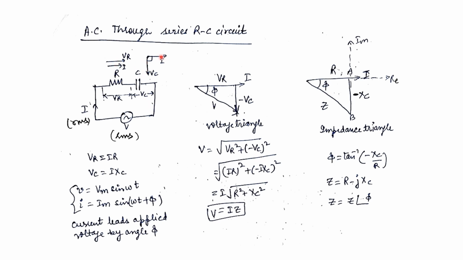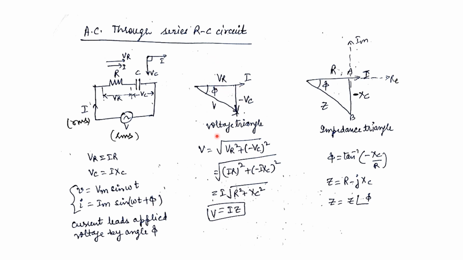The vector diagram of both the components, I and VR across R, and VC and I across C, has been shown here. The voltage which is supplied to the circuit is written as VRMS and IRMS. If we want to write in the instantaneous form, then we can write the supply voltage in lowercase v equal to Vm sin omega t and i equal to Im sin (omega t plus phi).